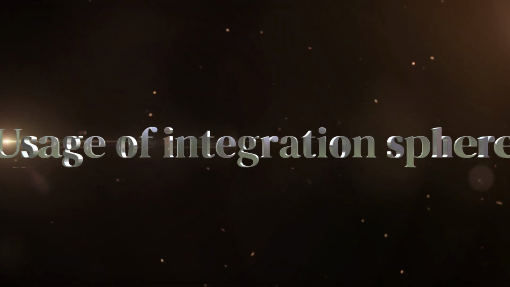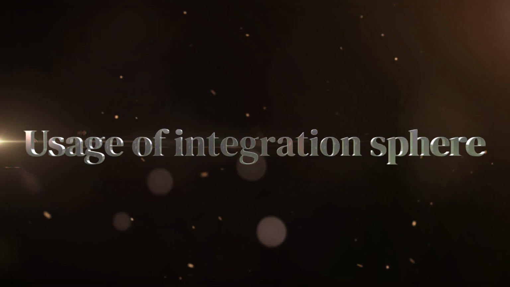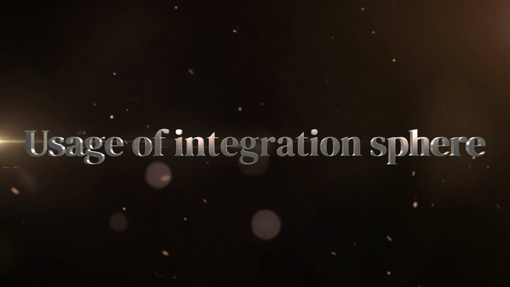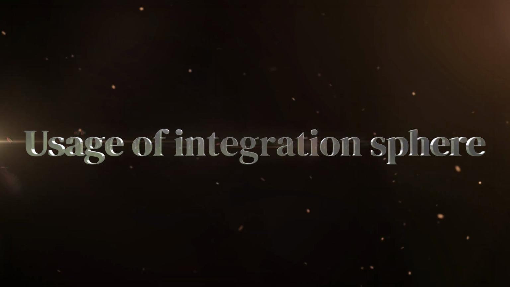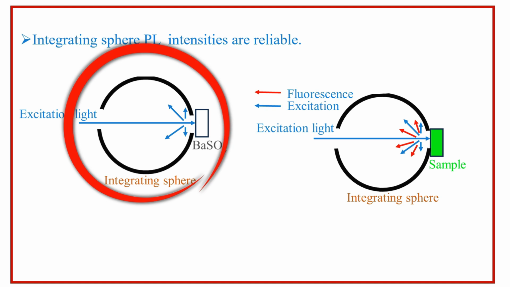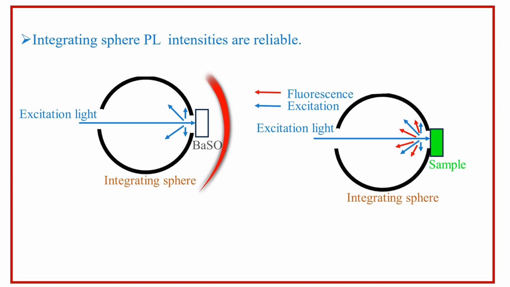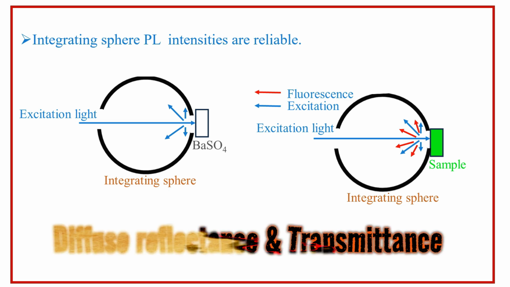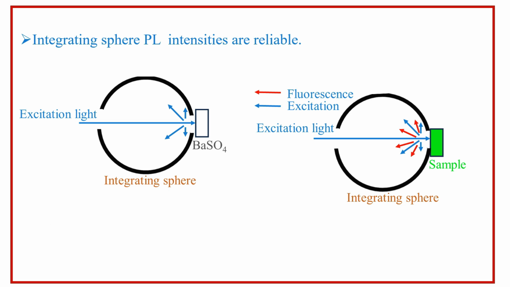Sixth point is the usage of an integrating sphere to find out the PL intensity. What is an integrating sphere? An integrating sphere is an optical device used to measure the total light from a source by capturing and integrating light within a hollow spherical cavity with a highly reflective interior surface. It evenly distributes light, allowing for accurate measurements of diffuse reflectance and transmittance, as well as the total luminescent flux of a light source.